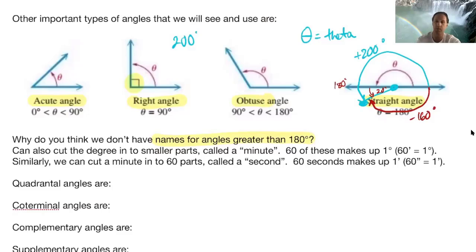So that's why we usually don't talk about any other names other than the acute, between 0 and 90, the right, exactly 90, obtuse, which is greater than 90 but less than 180, and that straight angle, half of a circle of 180 degrees. We can actually get even more precise with angles and talk about, instead of just decimals, which we know we can have, say, 23.5 degrees, what if I wanted to get even closer than just 0.5, to the nearest tenth or even the nearest hundredth? Well, what we ended up doing was breaking these things up into what are called minutes and seconds.